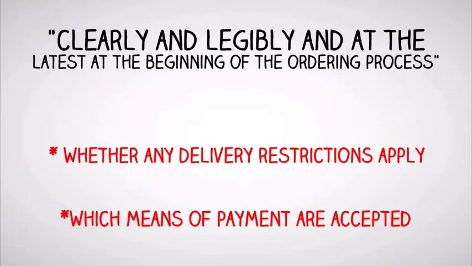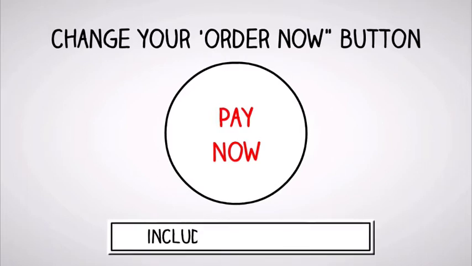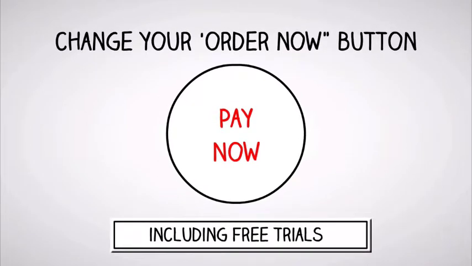Now you will also need to change your order now button, or whatever you might call it, because there needs to be a clear and unambiguous formulation indicating that placing the order entails an obligation to pay. So if you have a button that says register, confirm, order now, or anything like that, then you will need to change that to use the term either pay now, buy now, or confirm purchase.